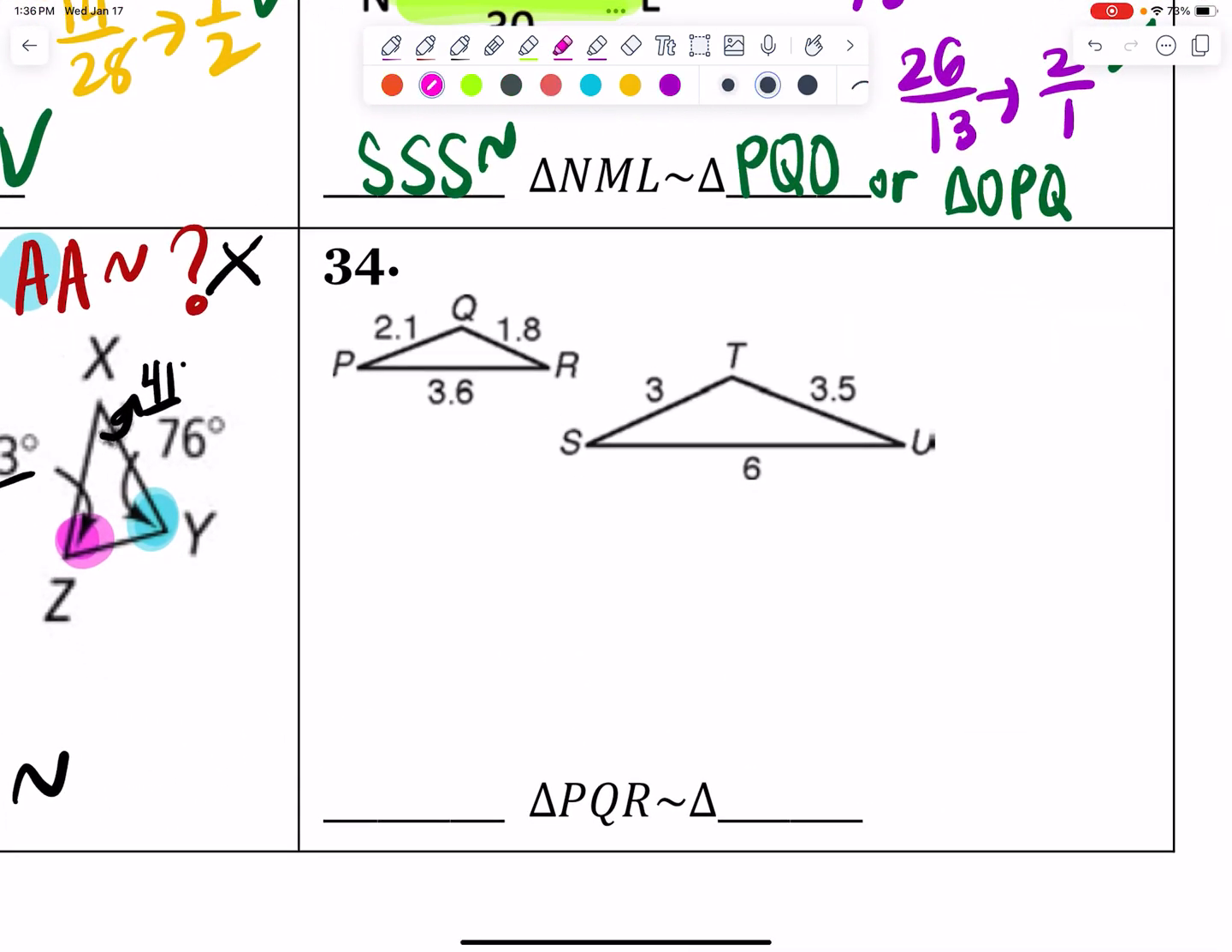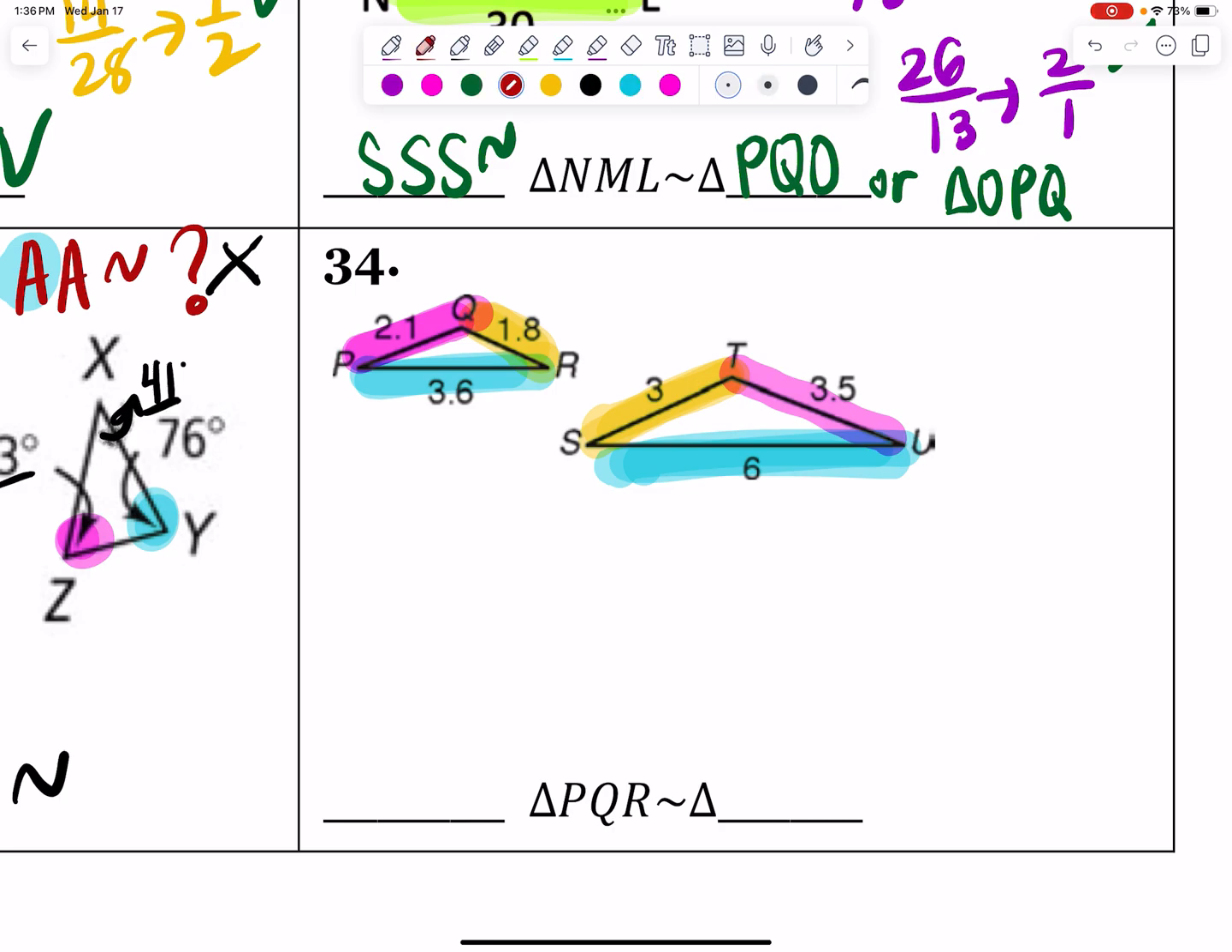All right, let's do this one last time. 2.1 is going to be the medium piece. So what's the medium piece over here? 3.5. Got to be careful there. That's medium. So the smallest piece is 1.8. So that goes with the 3. And then, of course, the 3.6 and the 6.